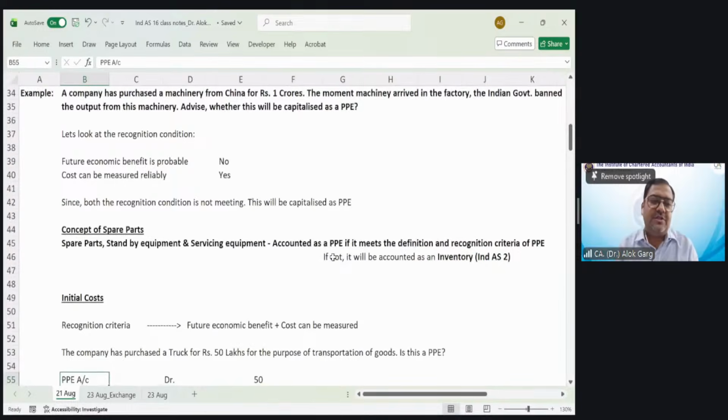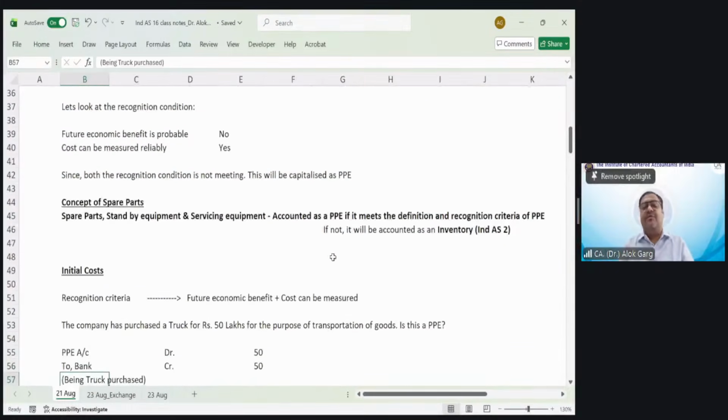So initial cost. There are two kinds of cost we discussed: initial cost and subsequent cost. What is the recognition criteria for initial cost? Future economic benefit should be probable, and cost can be measured reliably.